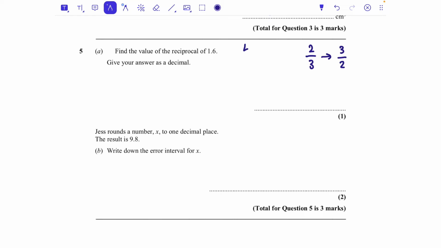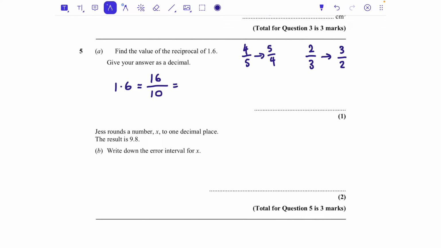The reciprocal of 4 over 5, for example, would become 5 over 4. Now, 1.6 is not a fraction, so it's quite hard for me to do. But I could say that 1.6 is the same as 16 divided by 10. That's the same thing, right?